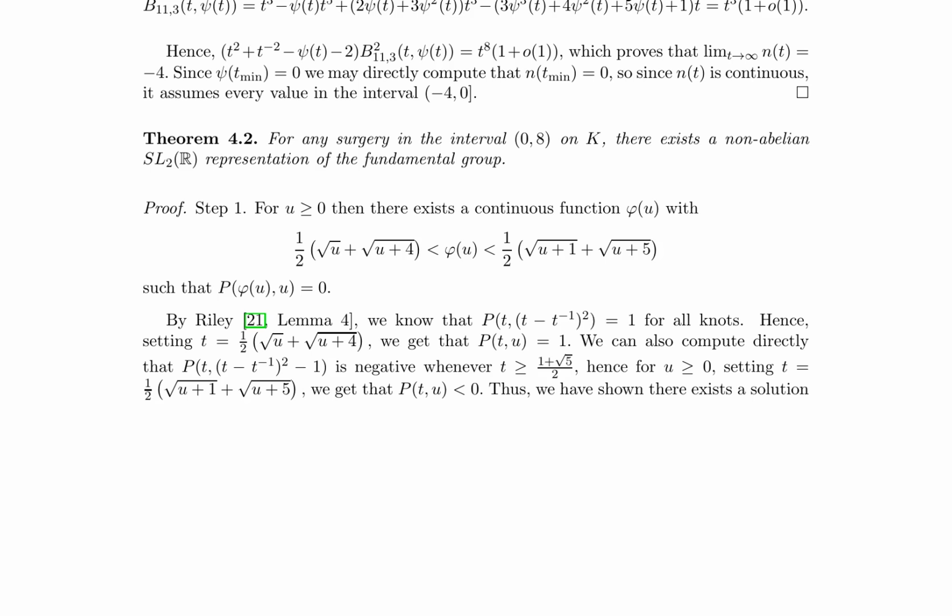Finally, the authors prove Theorem 4.2, which states that for any surgery in the interval (0, 8) on K, there exists a non-abelian SL(2, R) representation of the fundamental group. The proof involves showing that for u ≥ 0, there exists a continuous function φ(u), with certain bounds, such that P(φ(u), u) = 0.